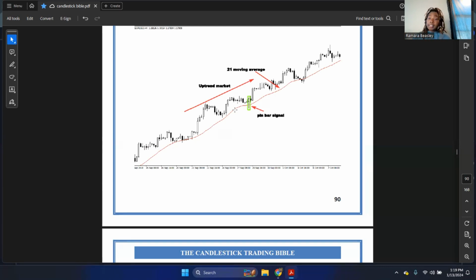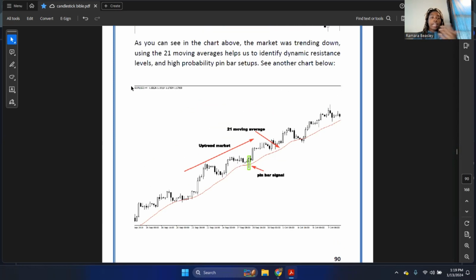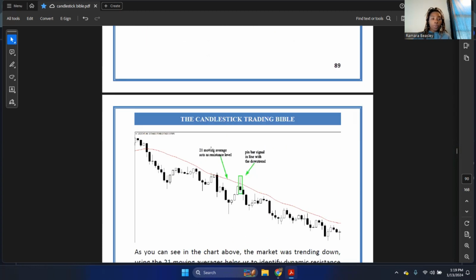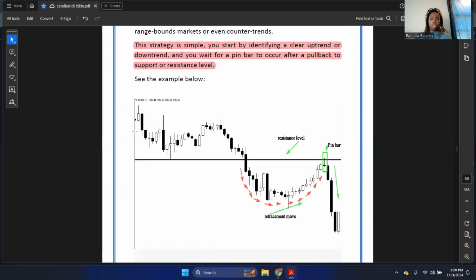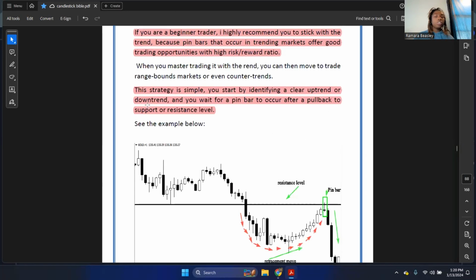Go on your charts, train your eyes, find those pin bars. It does not matter which tool you use or which pair you use, you can still find it. In this case, this was EUR. This one was USD Swiss franc. We had another one. What did they use? Gold.